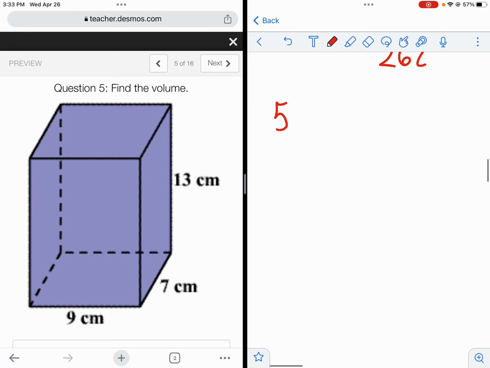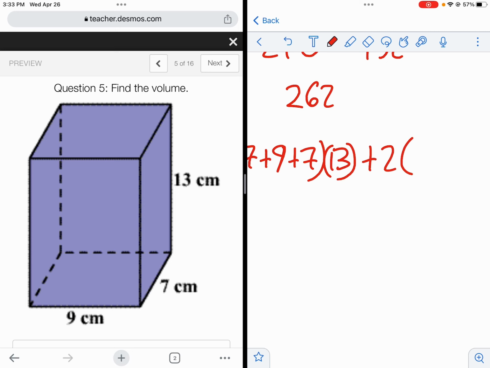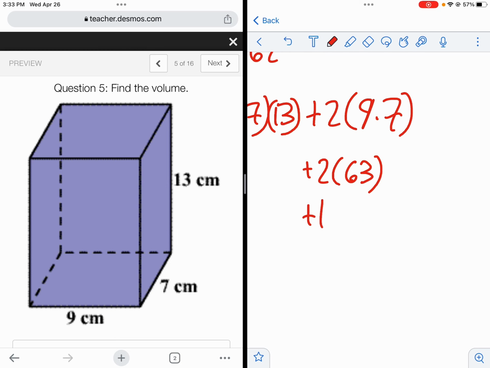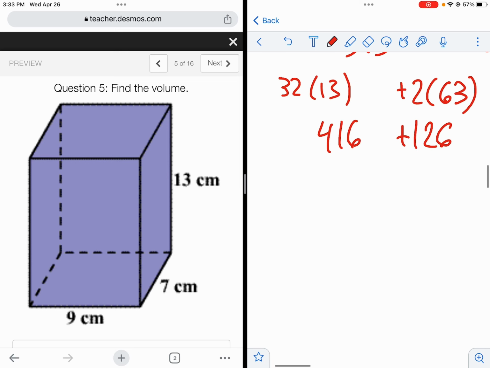Next, number 5. Same thing, rectangular prism. 9 plus 7 plus 9 plus 7 is my perimeter. Multiply that by 13. Plus 2 times the area of the base. The area of the base is just 9 times 7, which is 63. So 2 times 63 gives me 126. And 9 plus 7 plus 9 plus 7 is 32 times 13, which is 416. I'm going to add to that 126, and that gives me 542 for the answer.